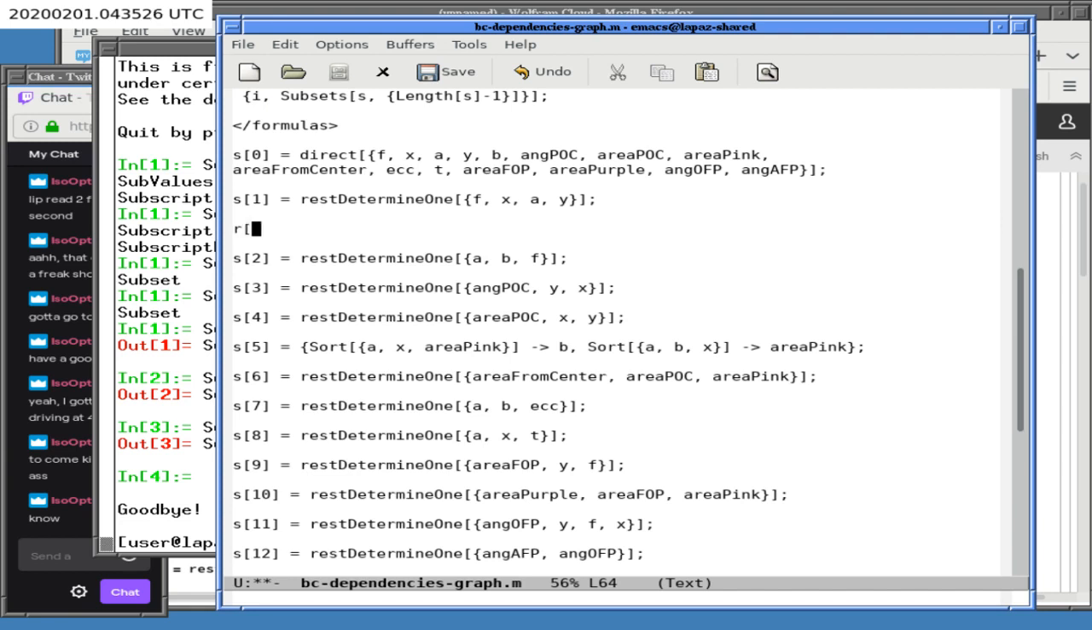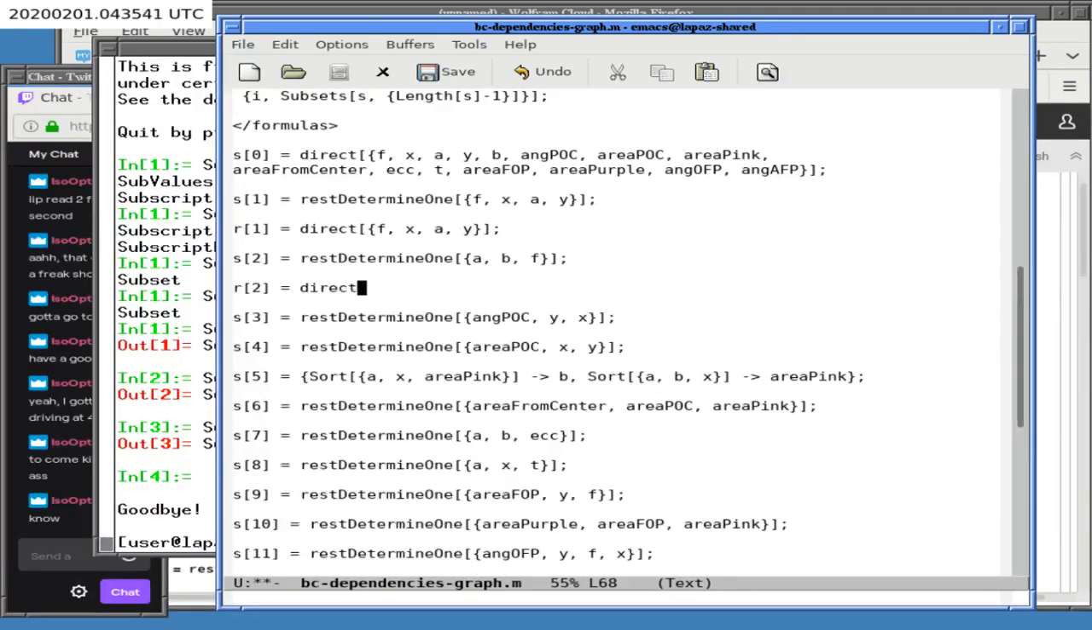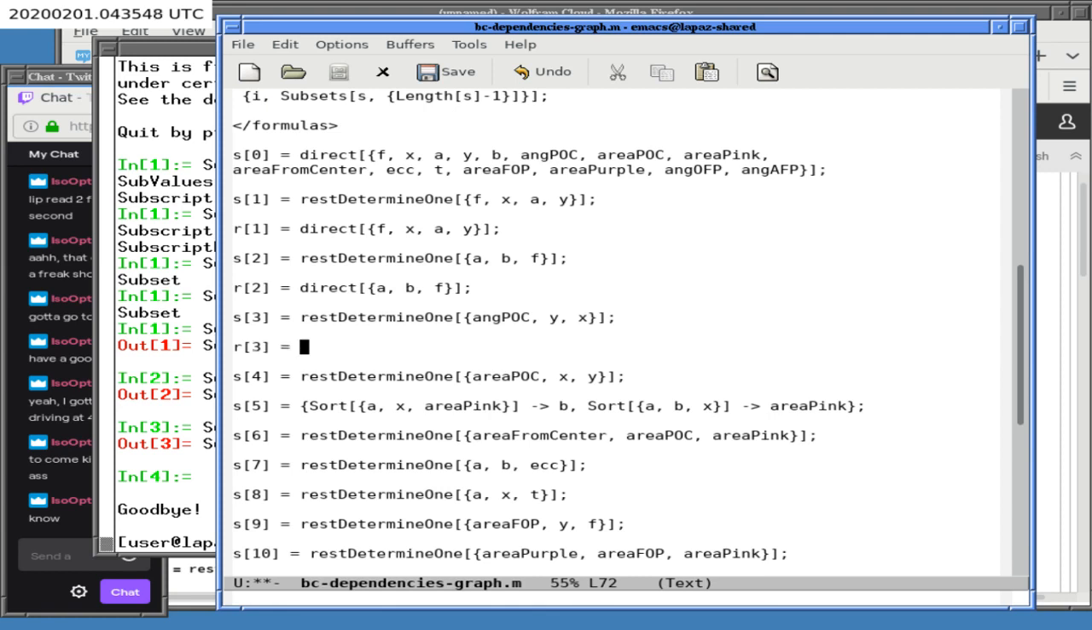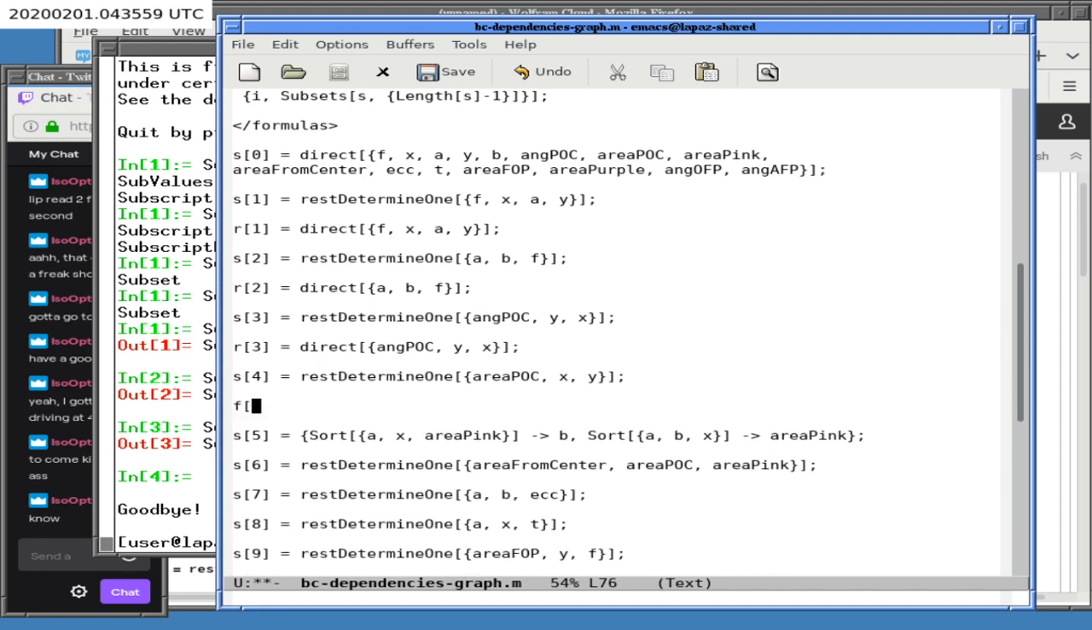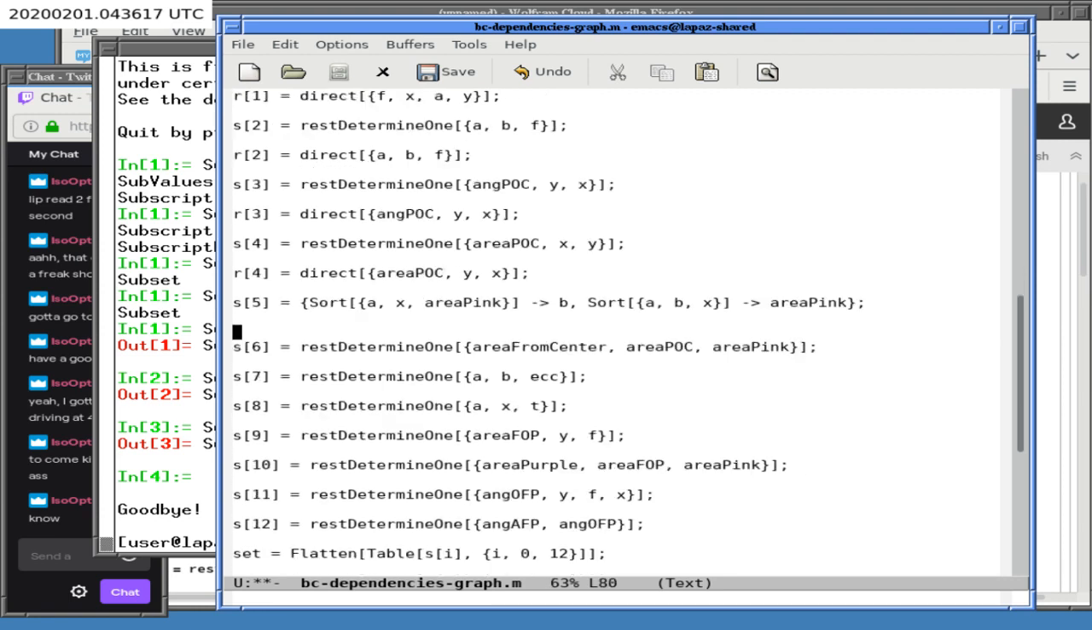In other words, R1 is going to equal direct of FXAY. R2 is going to be direct of ABF. R3, and by the way, yes, if we wanted to, we could make these different sets and then just determine one, and directify them at the same time. R4 equals... Wait. Oh, this is area, not angle. Okay. I'm tempted just to do it this, see what happens.